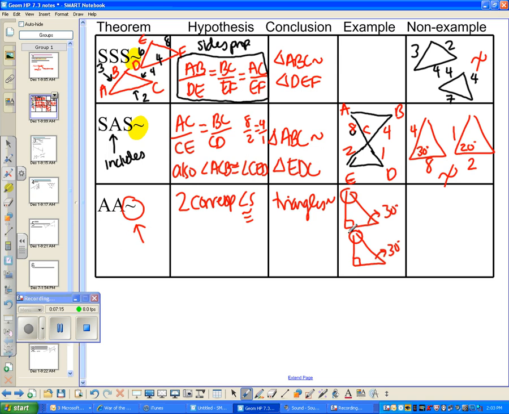A non-example would be when the angles are not congruent. So let's say this one was 30 degrees again, but this one was only 40 degrees. These triangles would not be similar.